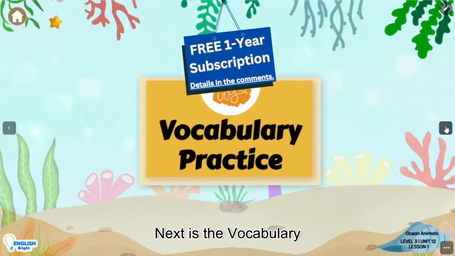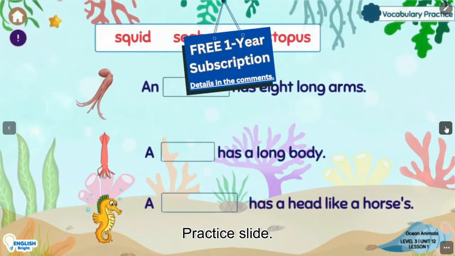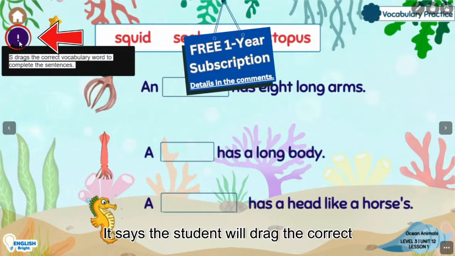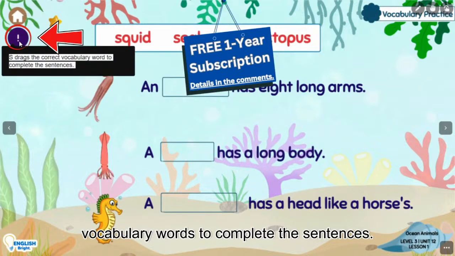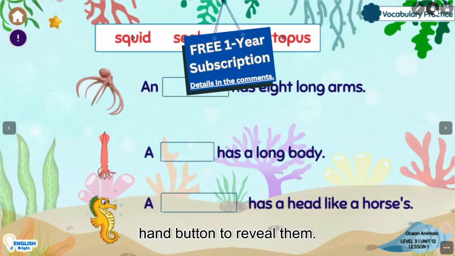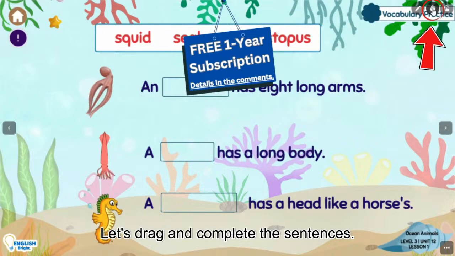Next is the vocabulary practice slide. Check the tooltip for directions. It says the student will drag the correct vocabulary words to complete the sentences. To identify the draggable words, click the hand button to reveal them. Let's drag and complete the sentences.